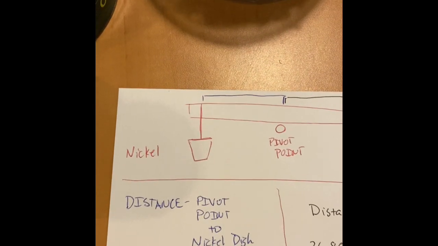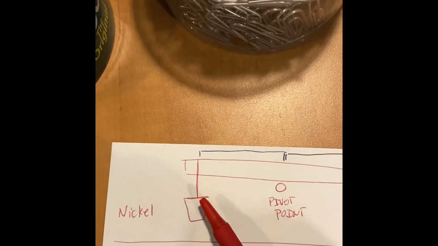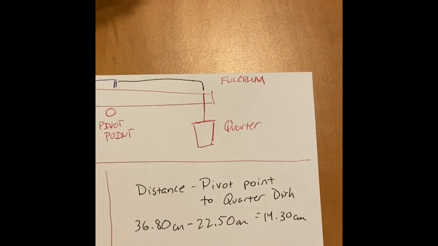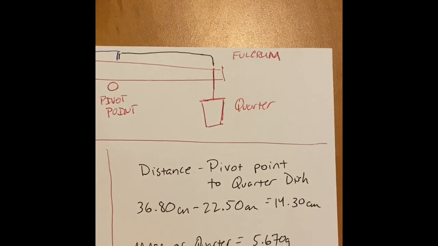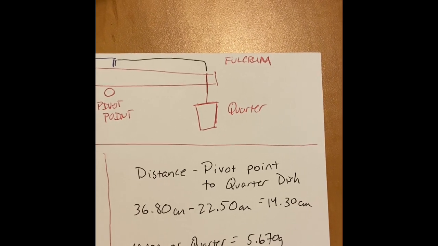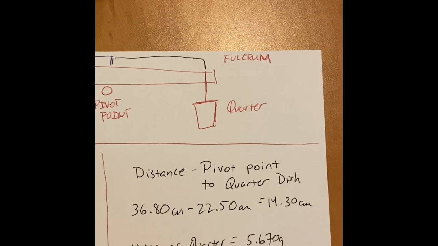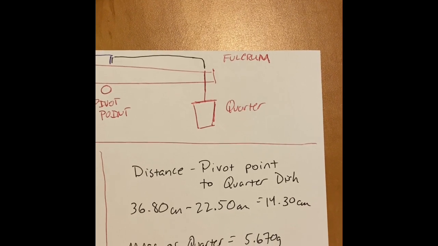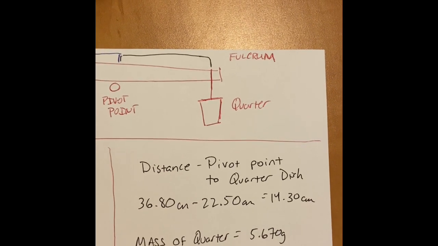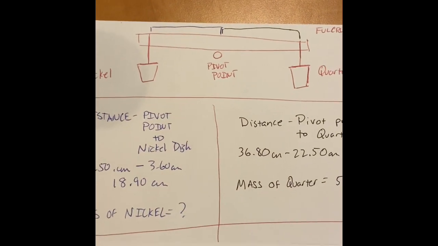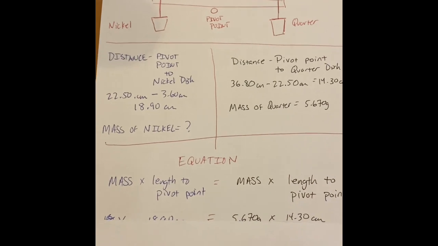Now, we can assume that the mass of this and this string are the same as the one over here, so they kind of cancel out. If we look at our quarter, we definitely have the pivot point to the quarter. The distance is about 14.30 centimeters, and the mass of a typical US quarter, I believe after 1965, is 5.60670 grams.